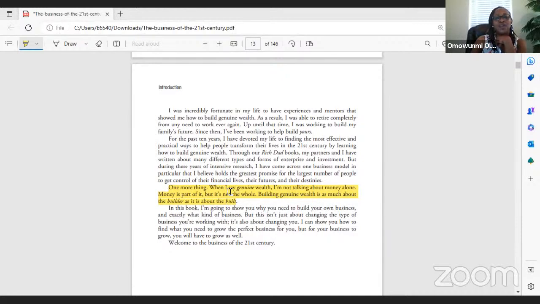Robert says, when I say genuine wealth, I'm not talking about money alone. When you hear wealth, and I use the word prosperity a lot because my platform, by the grace of God, is on prosperity for posterity, you see wealth, you see values, you see inheritance for the future generation. So money is part of it, but it's not the whole. Building genuine wealth is as much about the builder as it is about the built.